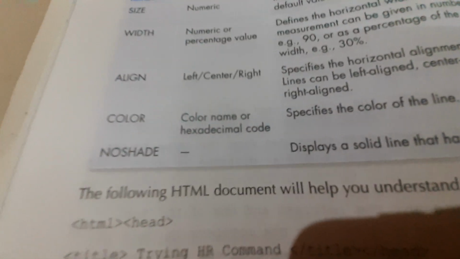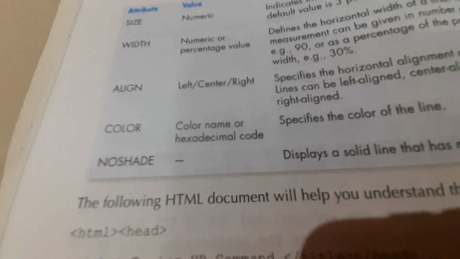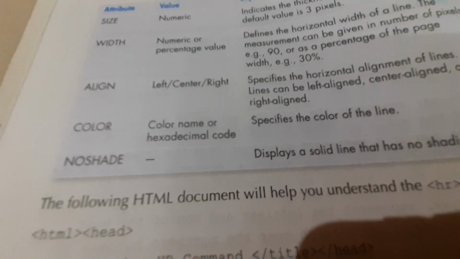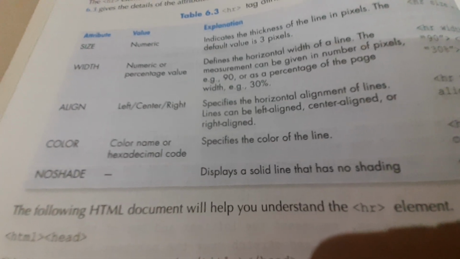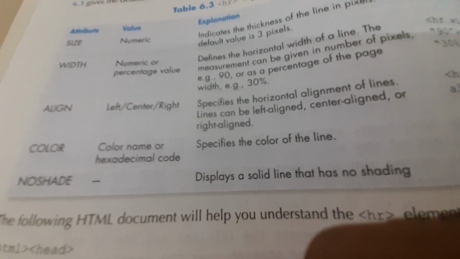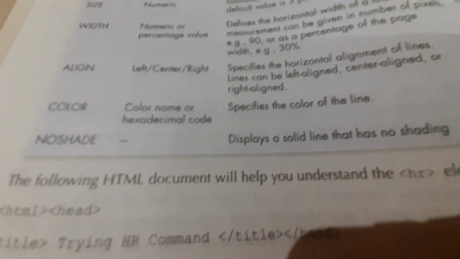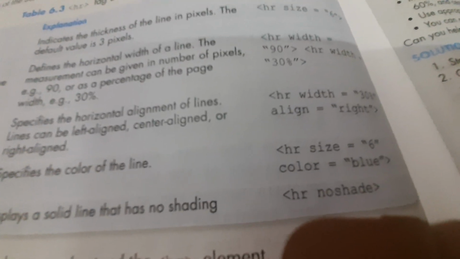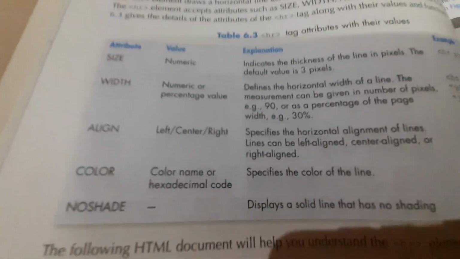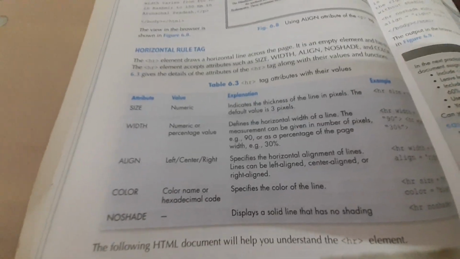The last attribute is no shade. This attribute does not contain any attribute value because it is already written there: no shade. This attribute is used to remove the shading from the line, because by default the line looks gray with shading. When we remove the shading, it will display the horizontal line in black color. We can use this attribute like this: HR space no shade. So all these attributes are used with the HR tag to set the values and attributes of a horizontal rule as per our wish.